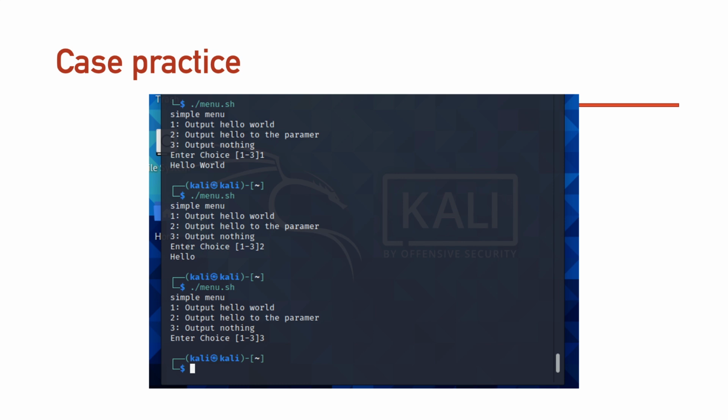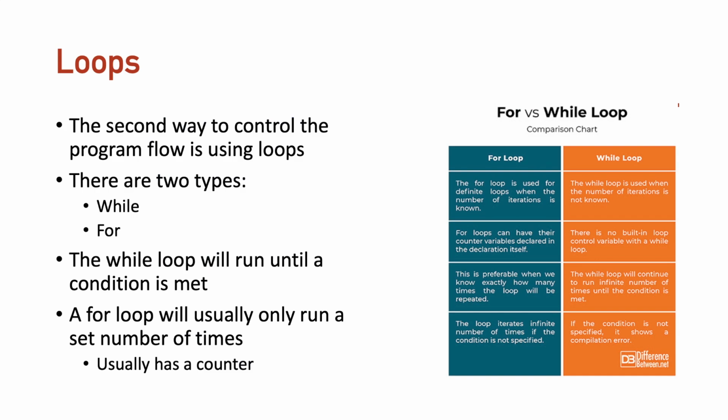Okay, so case statements, as you can kind of see, are a bit more confusing, but they honestly are so useful for controlling the flow of programs. Now we have loops. Loops are the second way to control the program flow. There are 2 main types of loop, a while loop and a for loop. A while loop will run until a condition is met, and a for loop will run a set number of times.